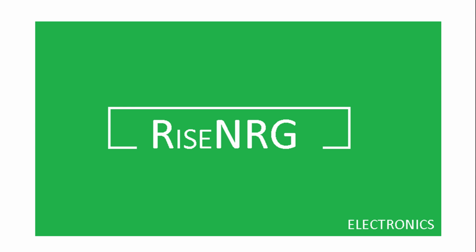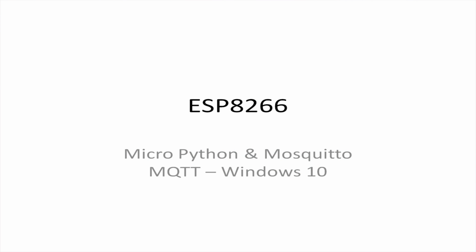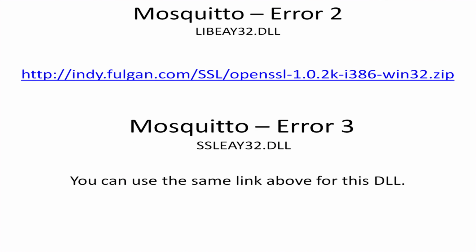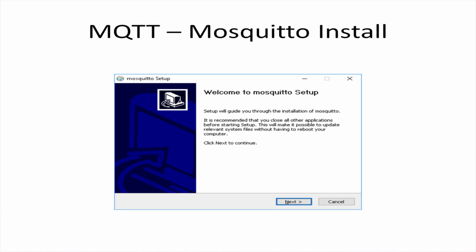This is MQTT communication using an ESP8266 device running MicroPython and the Mosquitto MQTT broker. Notably, you will need OpenSSL DLLs as well as a threading DLL that can be downloaded from the links here. You will also need the Microsoft Visual C++ redistributable for a 32-bit system.